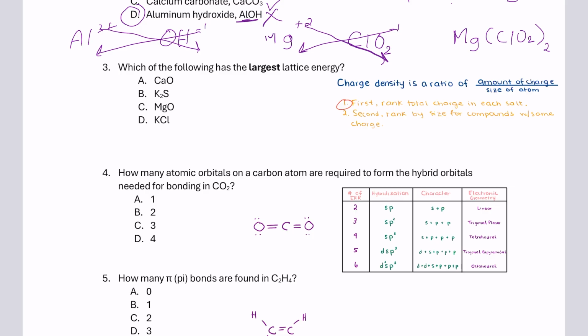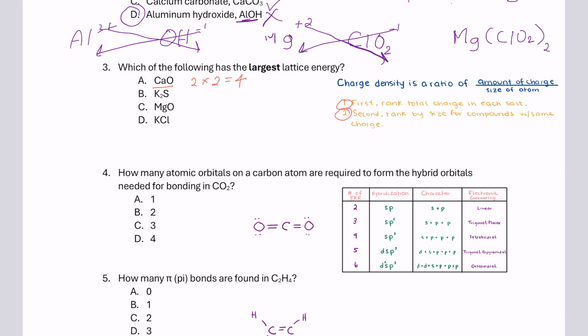The other factor is the size of the ions. Smaller ions allow for a shorter bond distance, which also increases lattice energy. So the first thing we want to do when we're comparing different compounds and their lattice energy is compare charge. So we look at option A, we have calcium oxide. Calcium has a +2 charge, and oxide has a -2 charge. If we multiply the absolute values of these 2 charges, we get 2 times 2, which is equal to 4.